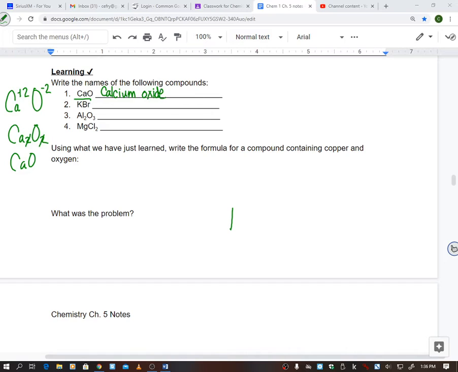Number 2, I'm going to name potassium just as potassium. And then bromine, I'm going to end with IDE, bromide. Number 3, I'm going to name aluminum like it looks. And then O, oxygen, I'm going to change to oxide. And number 4, I'm going to name magnesium just like it looks. And instead of chlorine, it's going to now be chloride.